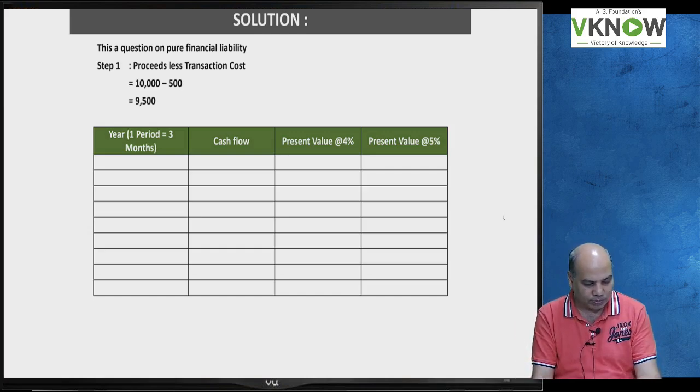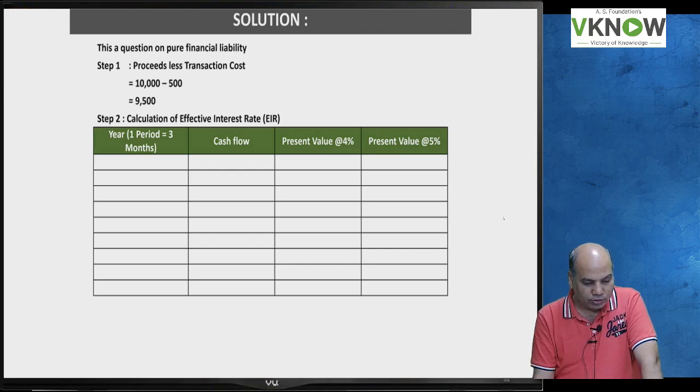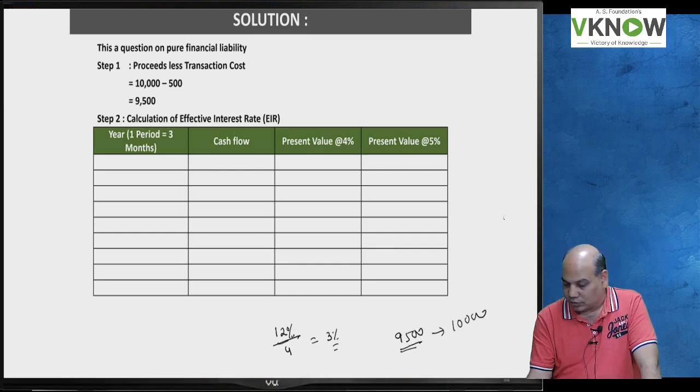Write down first answer, fair value, that is proceeds minus transaction cost. Step 1, 10,000 minus 500 is 9,500. Then step 2, in your book only write down calculation of effective interest rate. Now how do I decide the start rate? See, we have to do calculation for a quarter. 12% is coupon rate. If I divide by 4, 3% in any case I am paying. But I have issued at discount, I received only 9,500, whereas the redemption will be total 10,000.